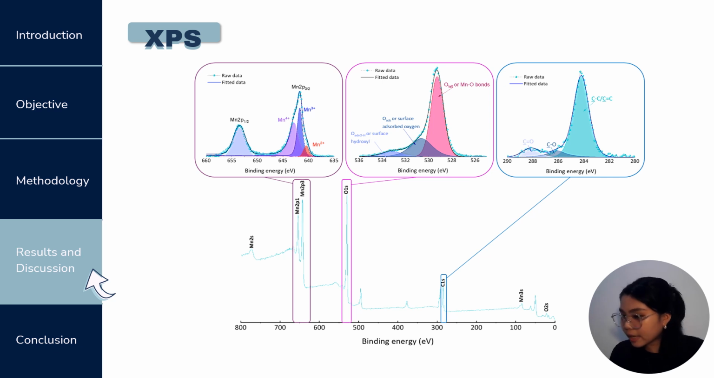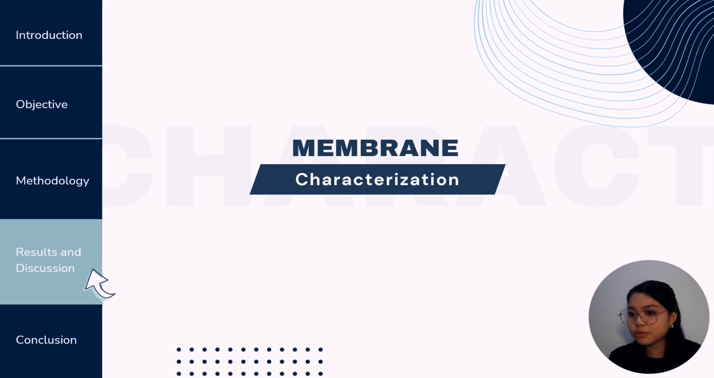Now for the XPS, we can just see here the peaks for manganese, oxygen, and carbon from, again, the residual organic compound from the trimesic acid, which just confirms the successful synthesis of the photocatalyst. Now, finally, we move on to the last part of our results and discussion, the membrane characterization.